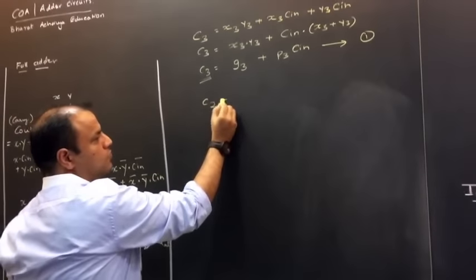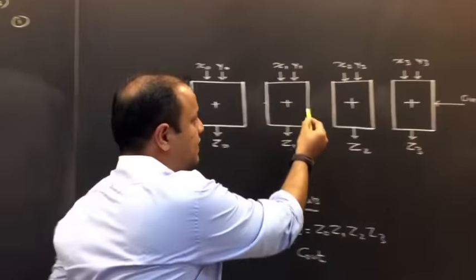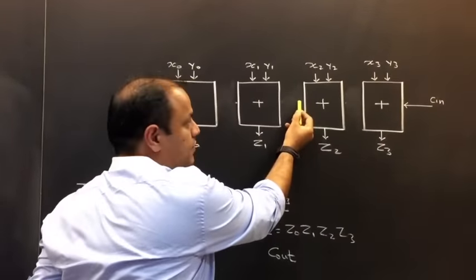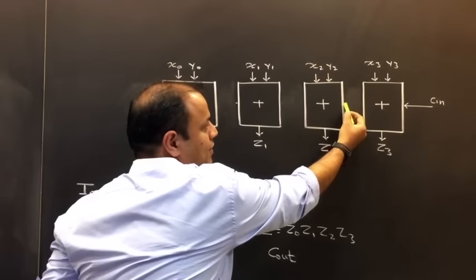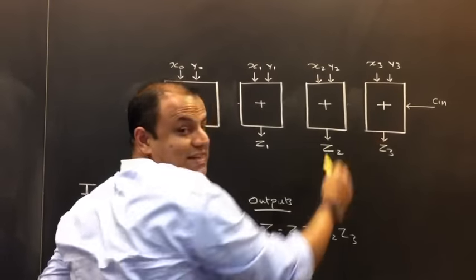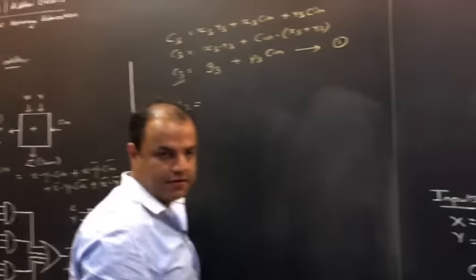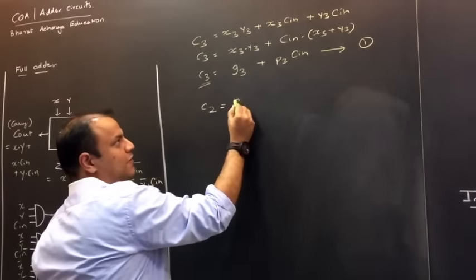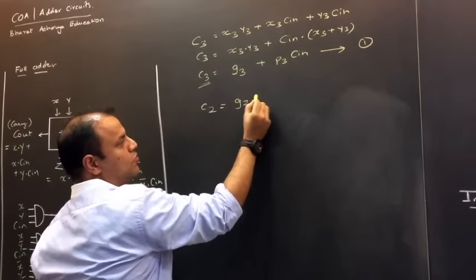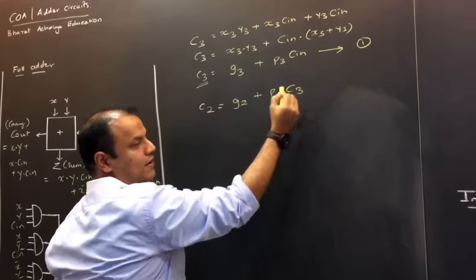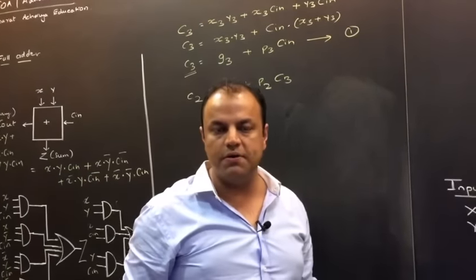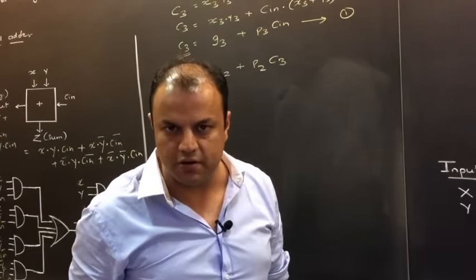Now, C2. C2 is the carry that you produce over here. That will be produced using X2, Y2 and the carry input over here, which is basically C3, correct? So C2 is the same thing, G2 plus P2 C3. Do you understand this? Be with me, don't get lost, it's not difficult.